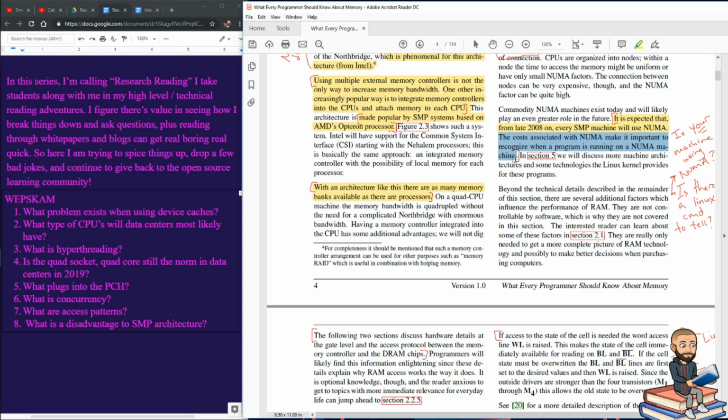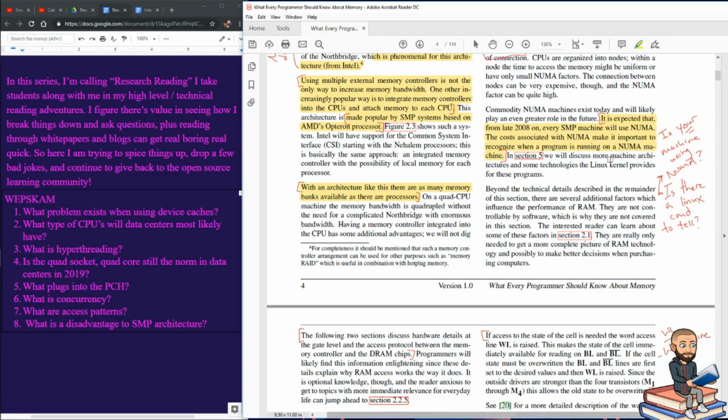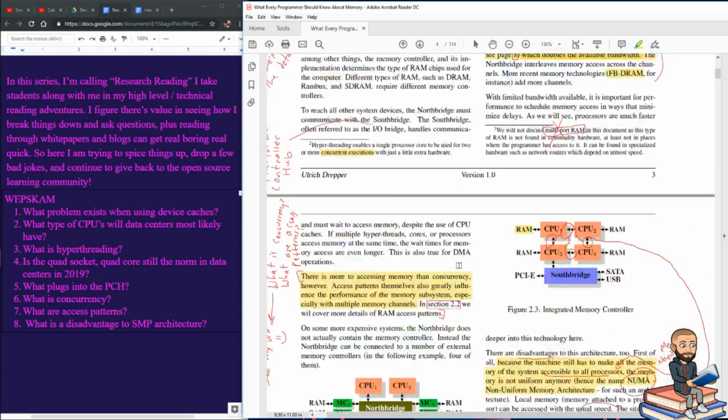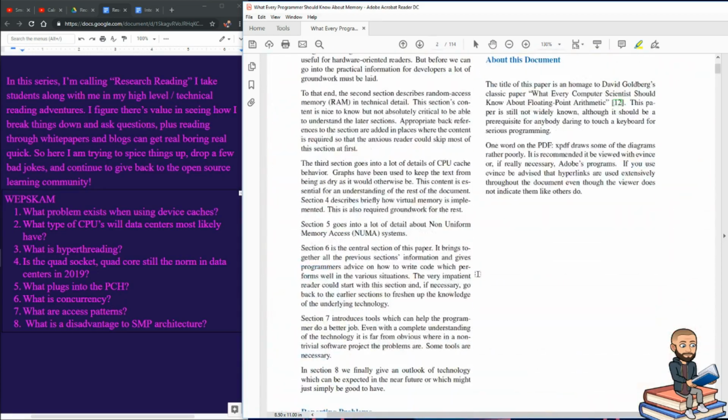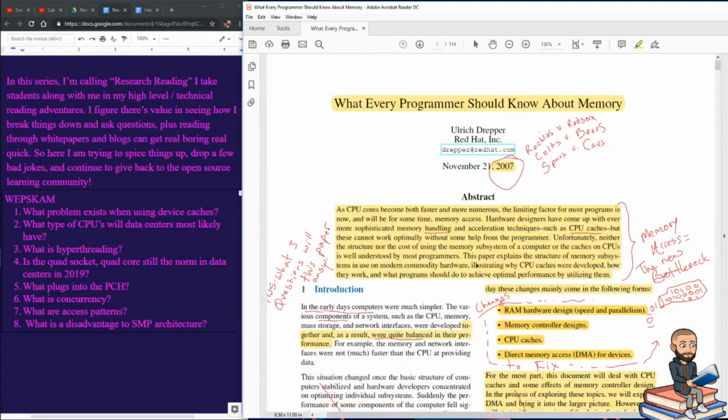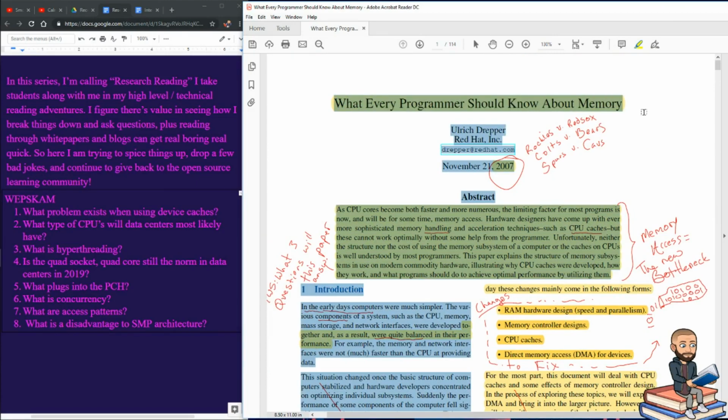So this is the perfect place for us to end. Why, as programmers or wannabe programmers, do we need to know this stuff? Because if your programs are running on a NUMA machine, there's going to be a cost to the way you design and write your program. So thus, this is just part of what every programmer should know about memory.